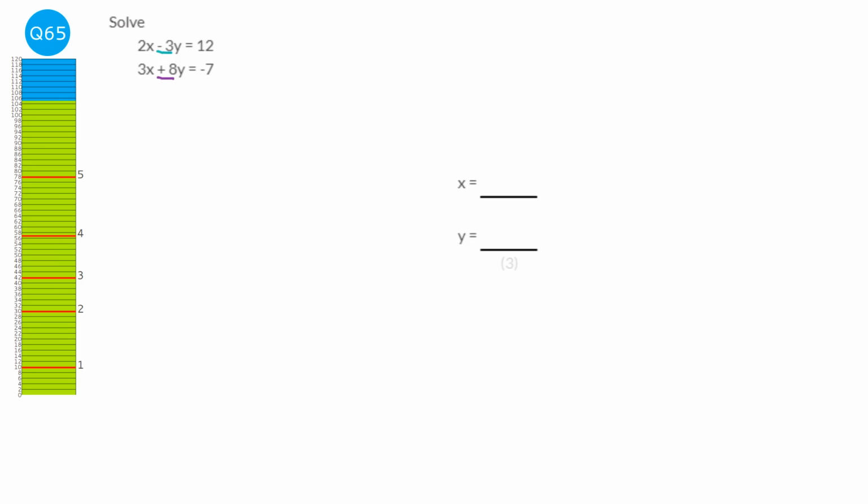So what I'm going to do is figure out what 3 and 8, so I'm ignoring the signs, what's the lowest common multiple of 3 and 8, so what's the first number in both their times tables, and that's going to be 24. So I need to make them both 24. So I'm going to write out the first equation, so 2x minus 3y equals 12.